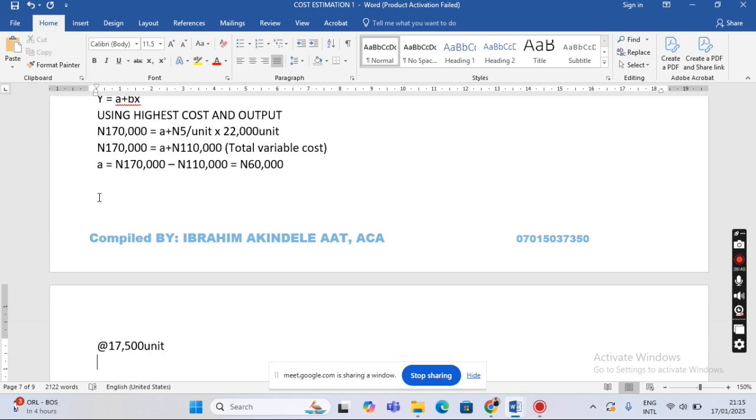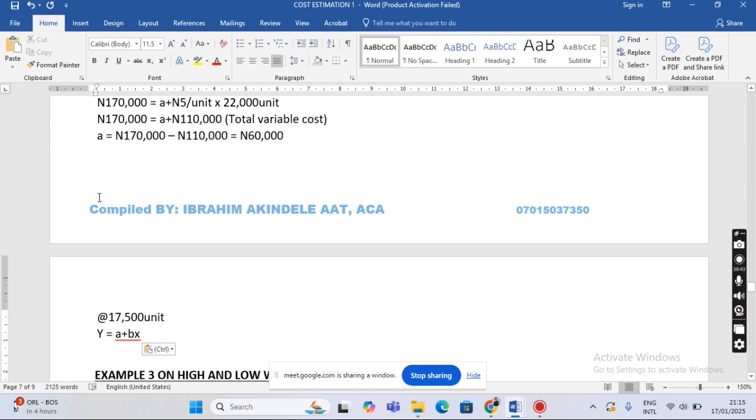Don't forget that we already have our function as Y equals A plus Bx. We already established our A, which is 60,000, plus B, which is 5 naira per unit. We've already established that as well. Always write it like this, please: 5 naira per unit. Times the level of activity, which is 17,500 units.